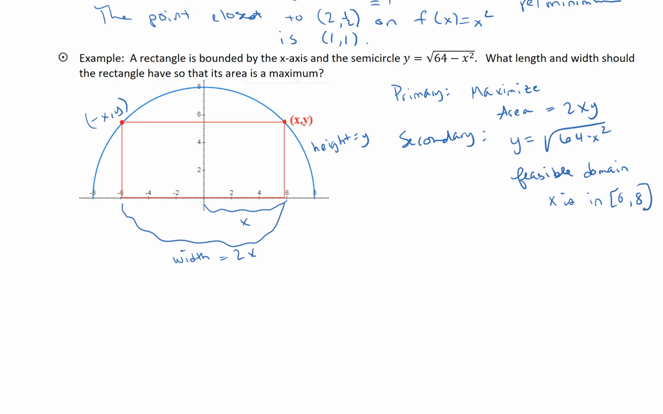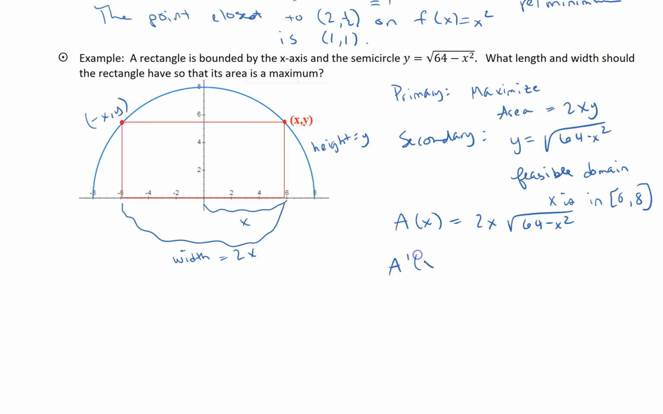And that is a closed interval, so in this particular problem, we could potentially use the 3.1 process of finding extrema on a closed interval. So I am going to go ahead and plug this in. I'd have area A of x would be 2x times the square root of 64 minus x squared. Okay. I want to find the derivative. I'm going to have to do that using the product rule.